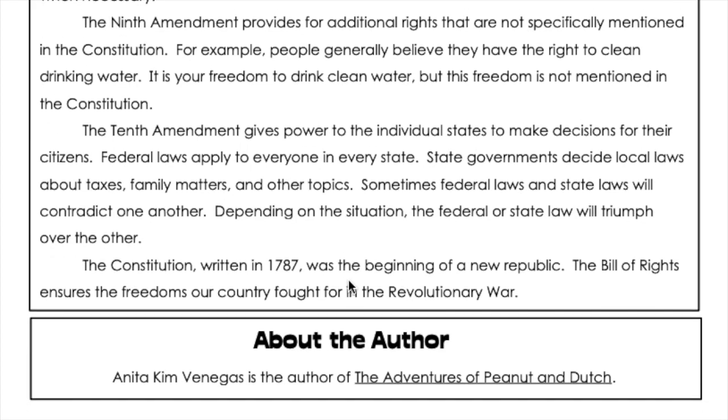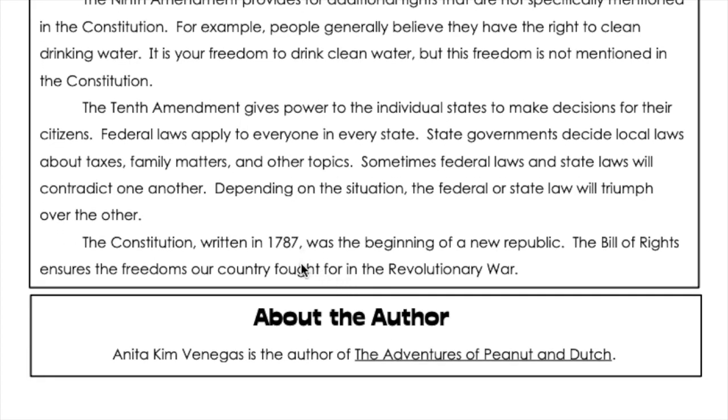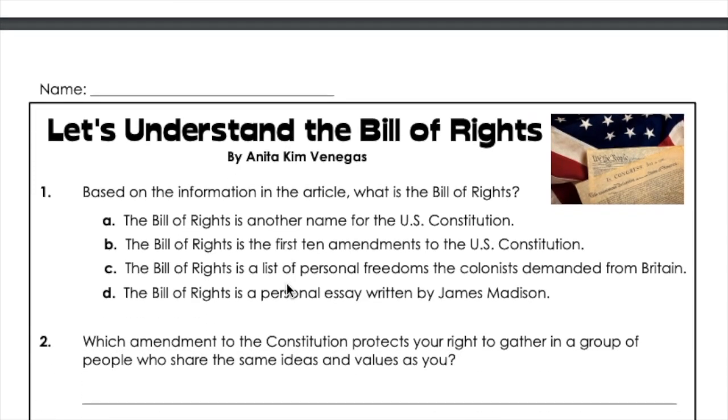The Constitution, written in 1787, was the beginning of a new republic. The Bill of Rights ensures the freedoms our country fought for in the Revolutionary War. Let's understand the Bill of Rights.